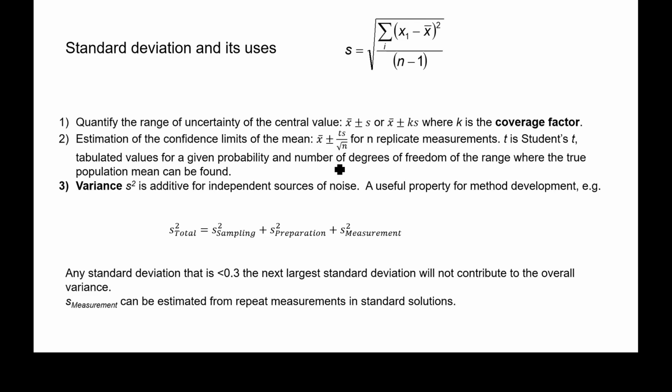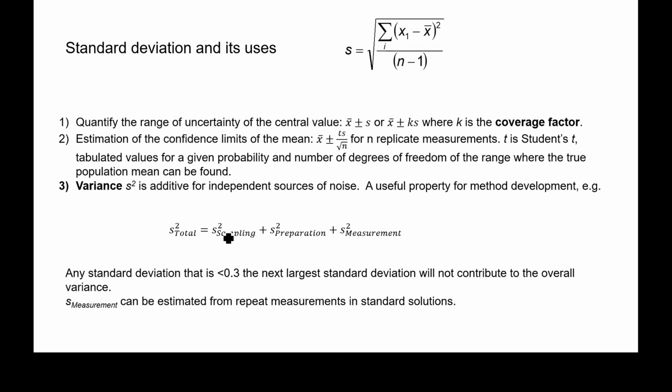More typically, for example, the confidence limits of the mean. How probable is it that the true mean lies within this relationship here? But one thing that standard deviation is really useful for is estimating the total standard deviation as the sum of the variances of the different steps in your analytical measurements.